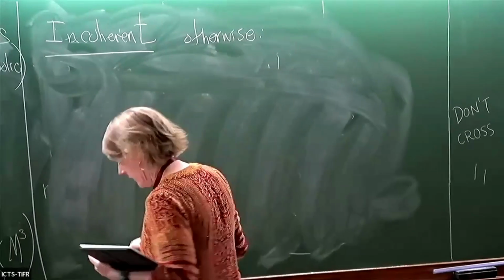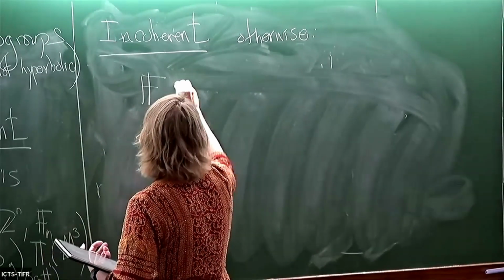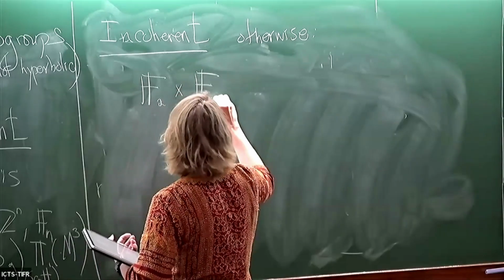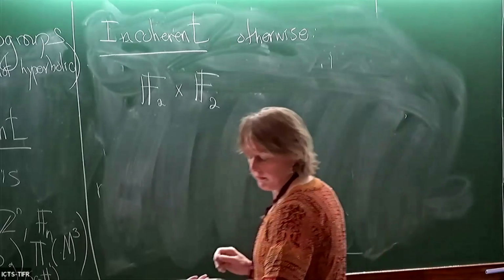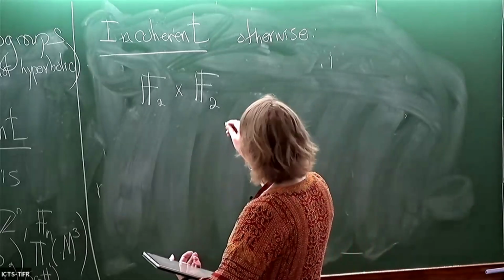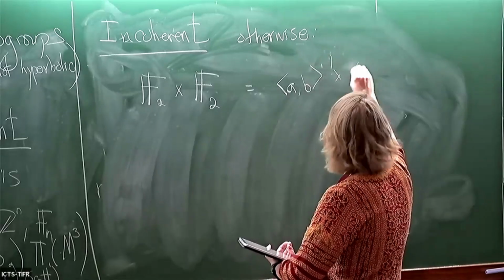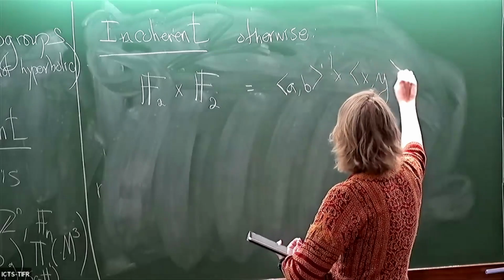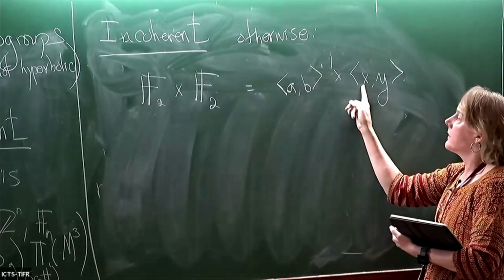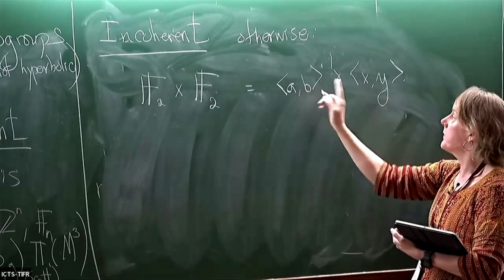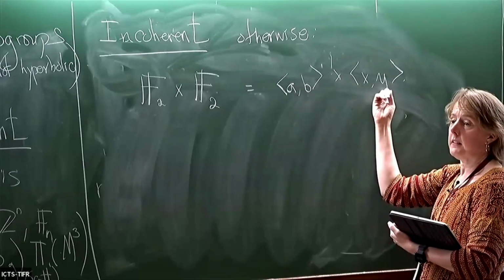Okay, probably the best known example of an incoherent group is F2 times F2. Let's see how much time I have. 9 minutes. Okay, so I can think of this as AB times XY, where these are two free groups. So I can think of this as a free bicyclic group: F2 times Z amalgamated with F2 times Z along the F2.